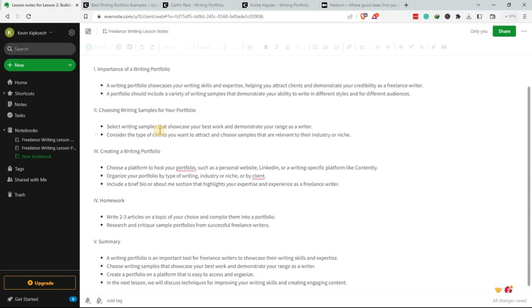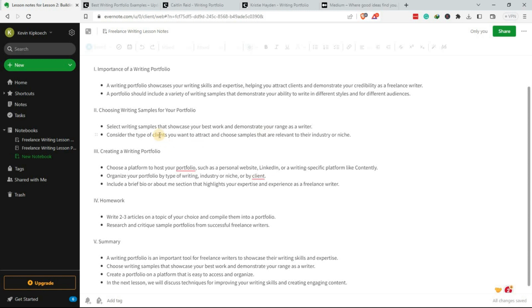Now, what you need to do is select writing samples that showcase your best work and demonstrate your range as a writer. As a writer, there's some work that I write and I feel like, okay, here I think I did some good work, and here I think I failed a little bit. What you need to include in your portfolio are the ones that you feel good about. Of course, these are your best work, and they should demonstrate your range as a writer.